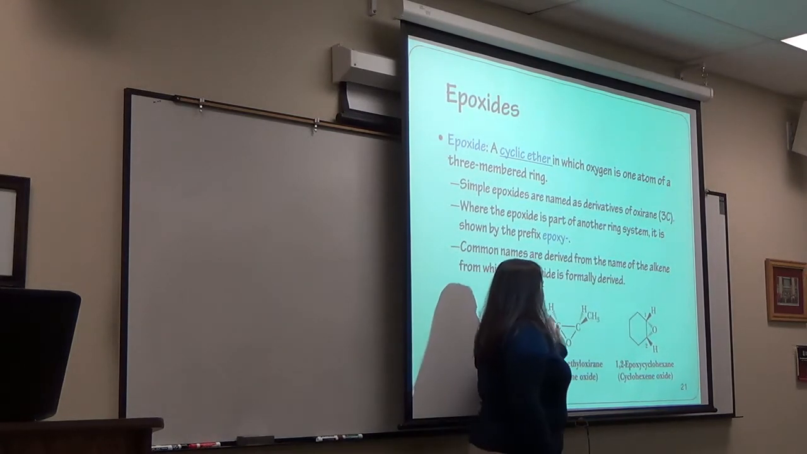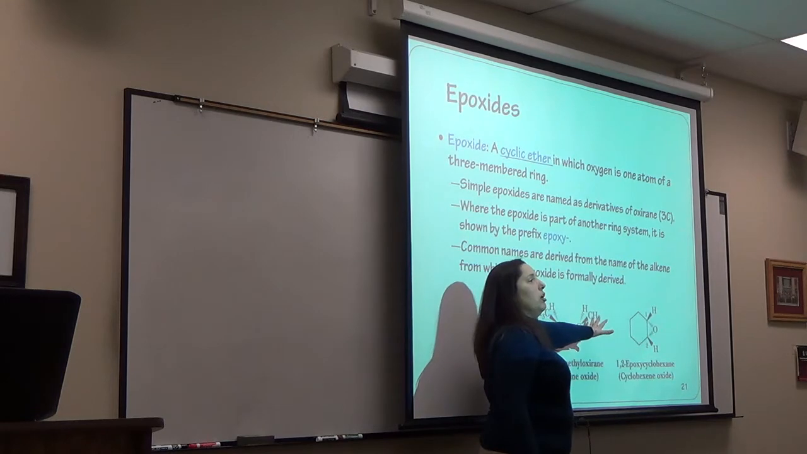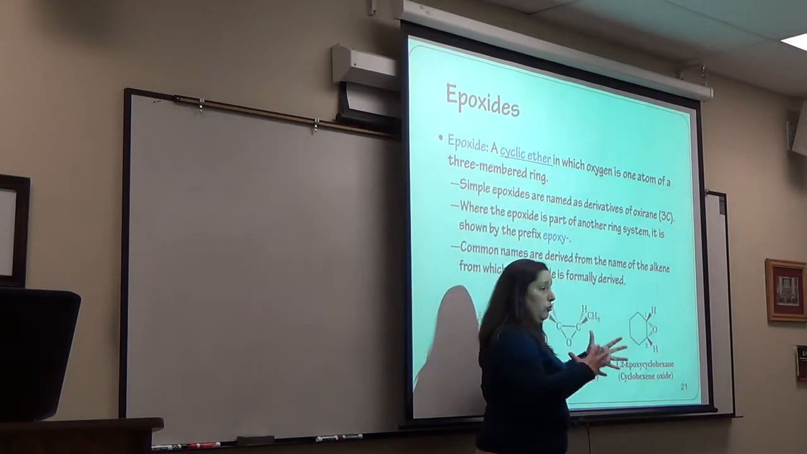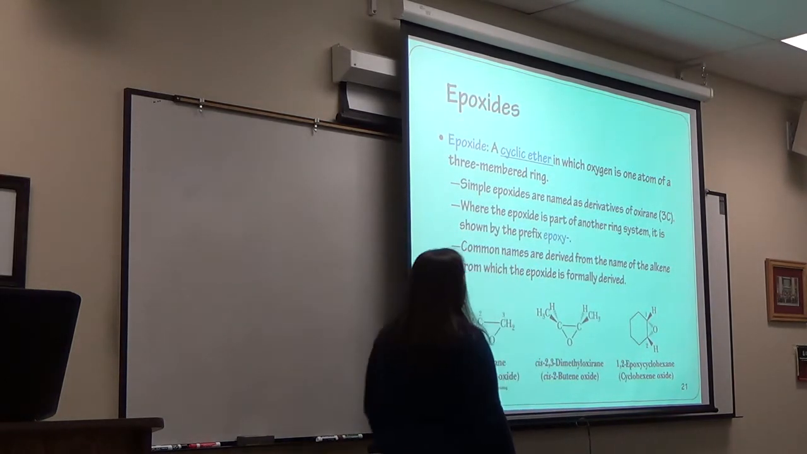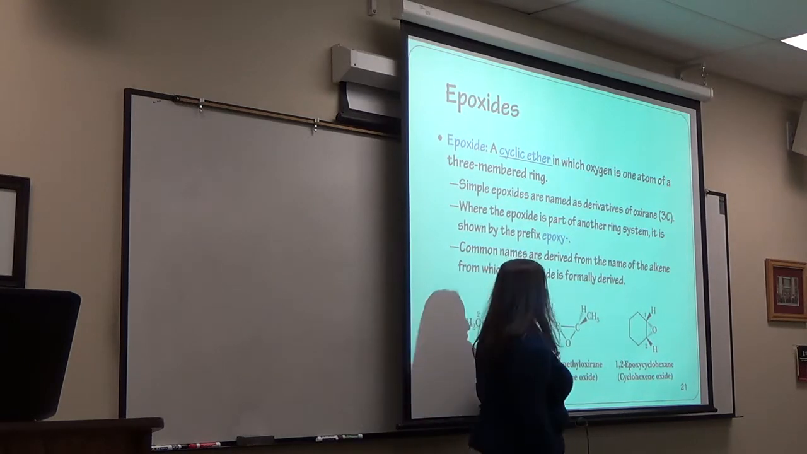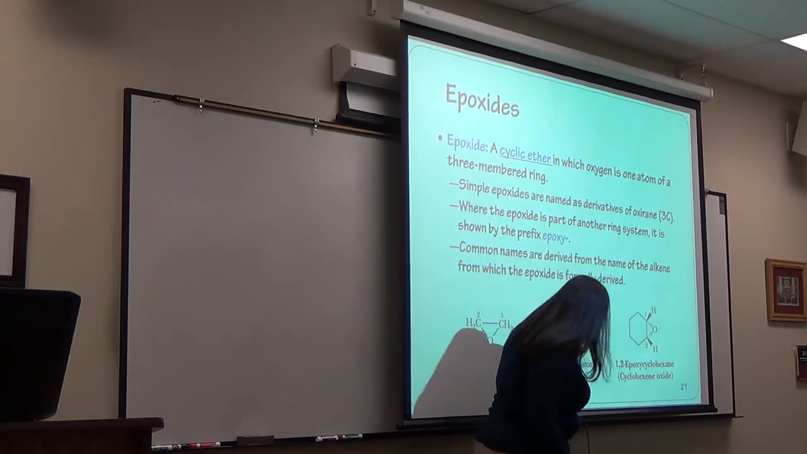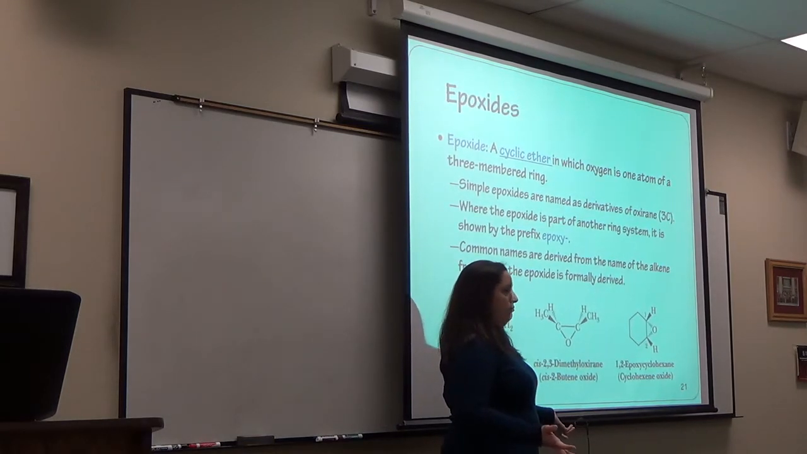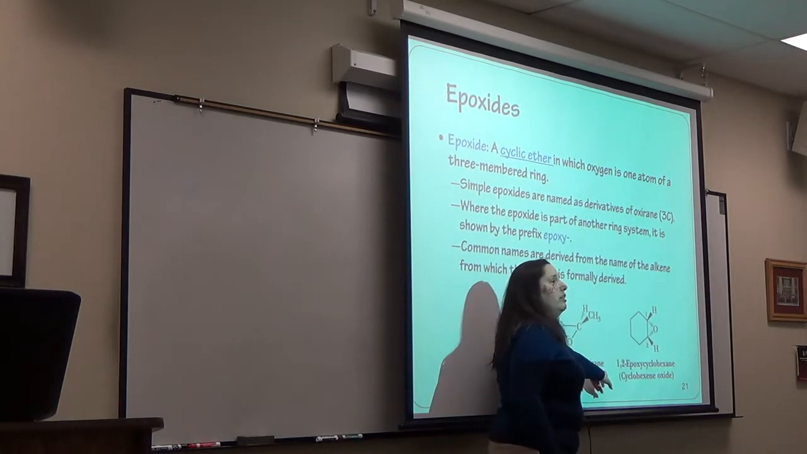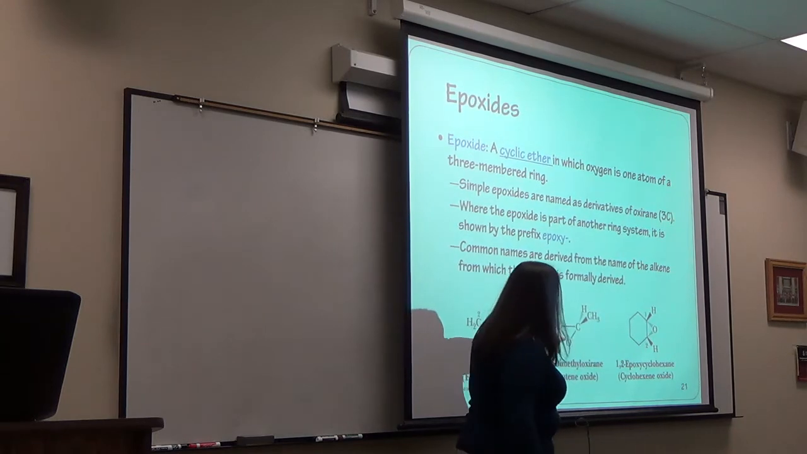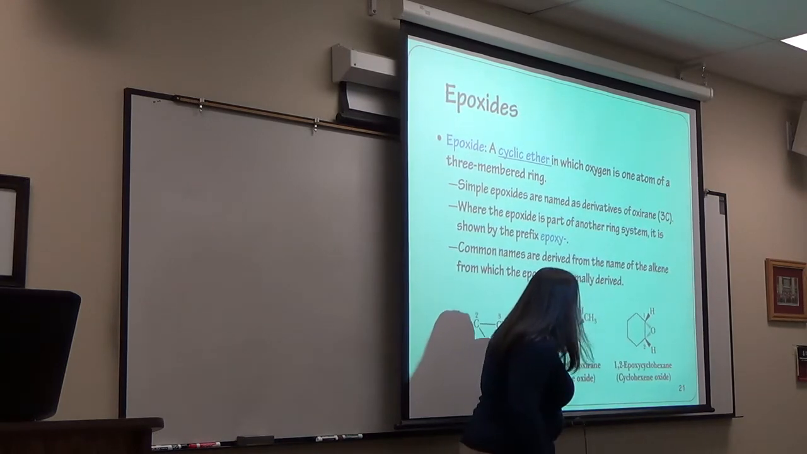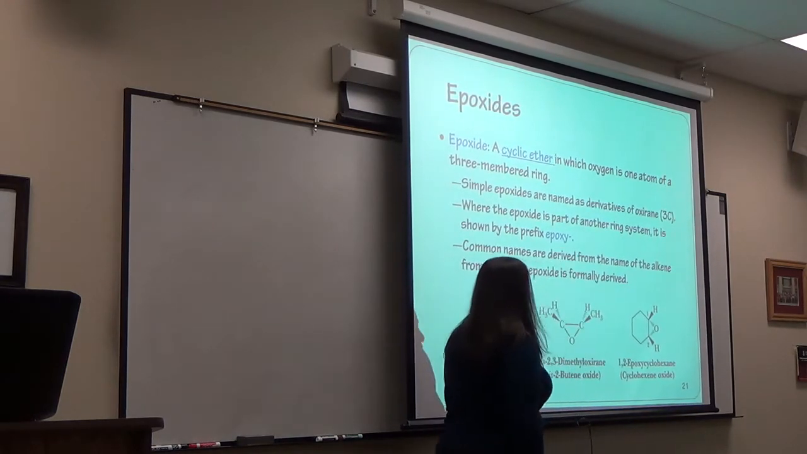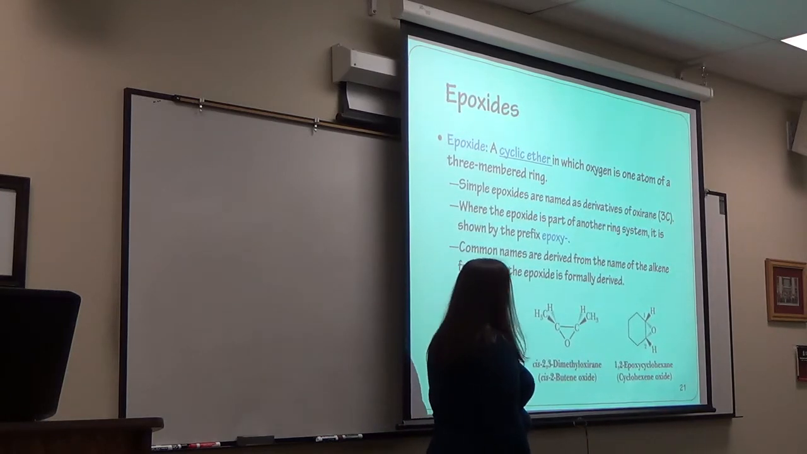Then you can have, if you add some carbons to the two that are part of the cyclic, dimethyl in this case. So you would add those as substituent names and then keep the oxirane. Does that make sense? So this would be the two carbons and then two substituents here. So why 2, 3?